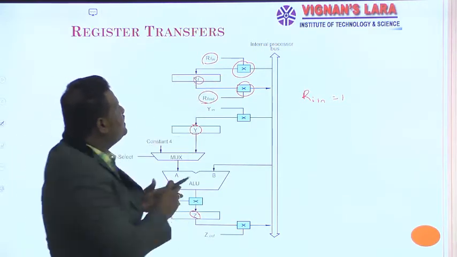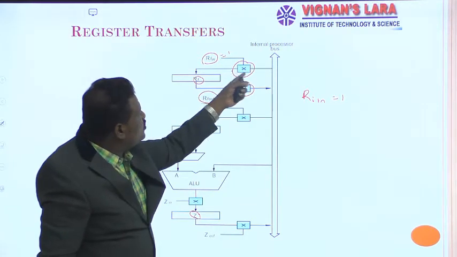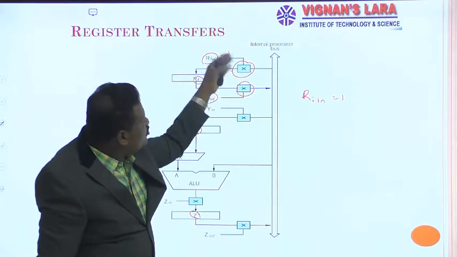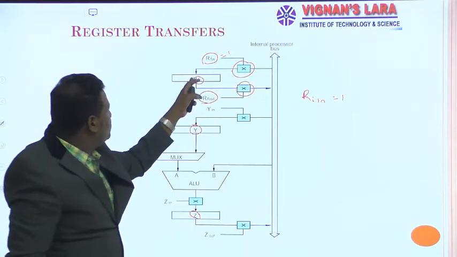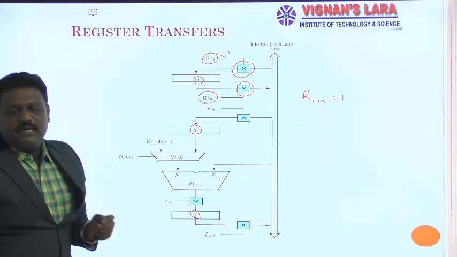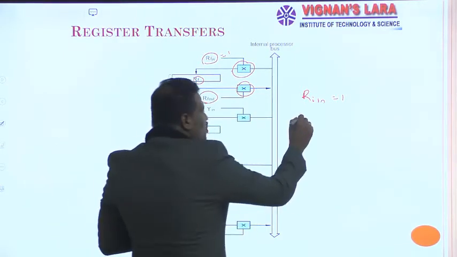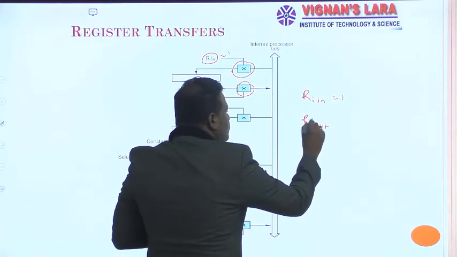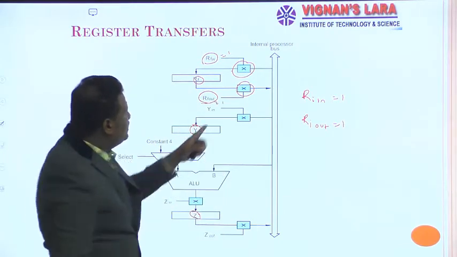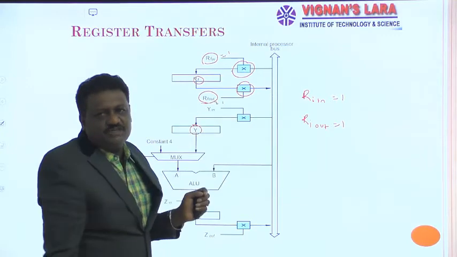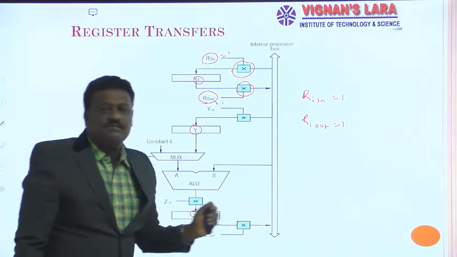If I make Ri in equal to 1, this control logic circuit is active, or you can think of it as a switch. This switch is closed, and then the data available on this internal bus is copied to register Ri. Similarly, if I want to transfer the content of Ri to the internal bus, I make Ri out equal to 1. Again, this control logic is just a switch. The switch is closed, and the content of register Ri is placed onto this internal bus.